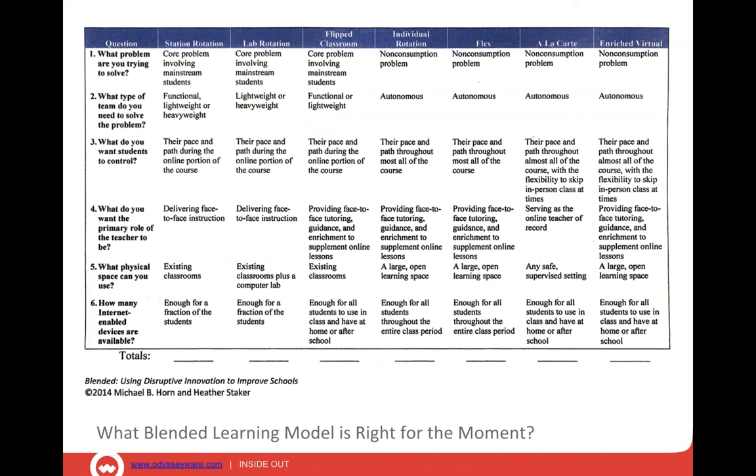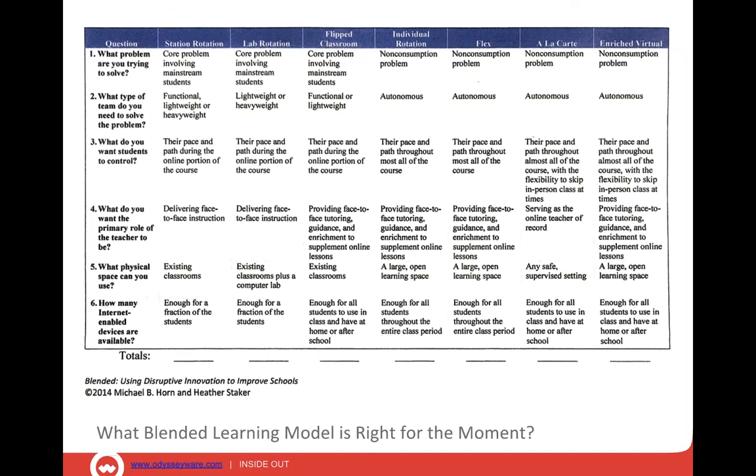So Heather Staker and Michael Horn, in their book, Blended: Using Disruptive Innovation to Improve Schools, provided a kind of matrix to help teachers and instructors decide what would be a good blended model approach based off of several questions. As you go through the chart here, you will see the questions and basically circle the answers that you want. Now you'll notice that in some cases the answers to the questions may replicate between the different models because there are similarities between these models.